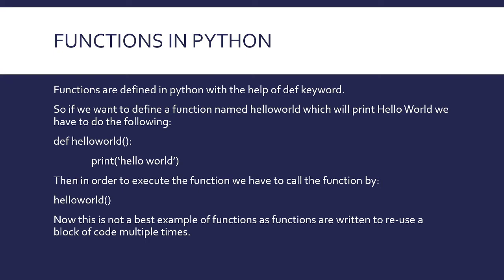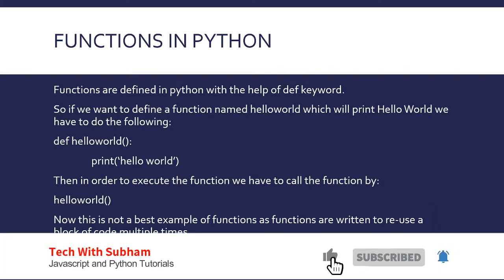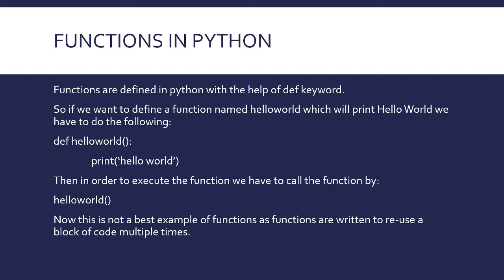So functions are defined in Python with the help of the def keyword. The keyword is def. So if we want to define a function called hello world, we will use the def keyword, then type hello world and give open and close parentheses. So this is how we create a function. We will write this hello world function to print hello world on the console.